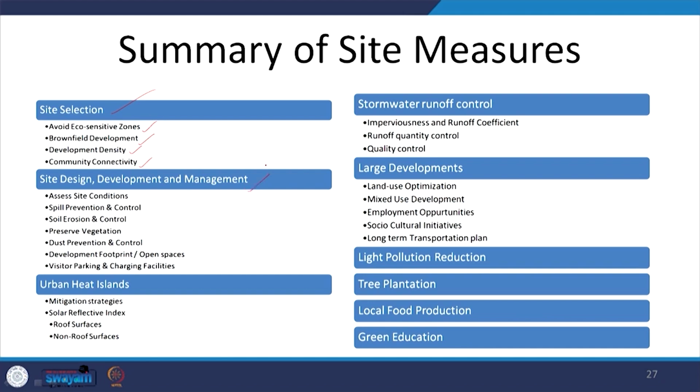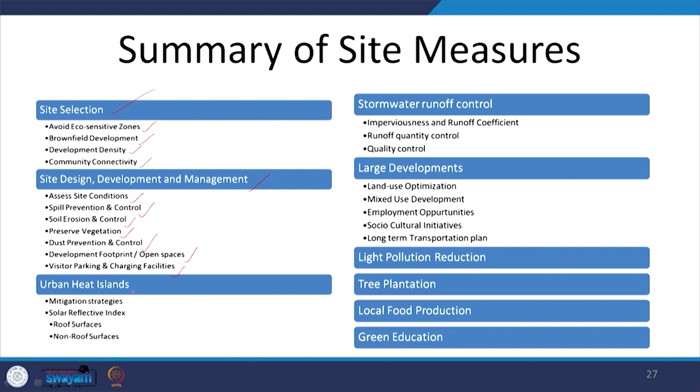Here we talked about the assessment of site conditions, which includes climate, topography, stormwater, all those conditions. Then spill prevention and control, soil erosion and control, we looked at the measures, we looked at the strategies, preserving the vegetation on site, we looked at the dust prevention and control strategies, we talked about development footprint and open spaces and visitor parking and charging facilities.